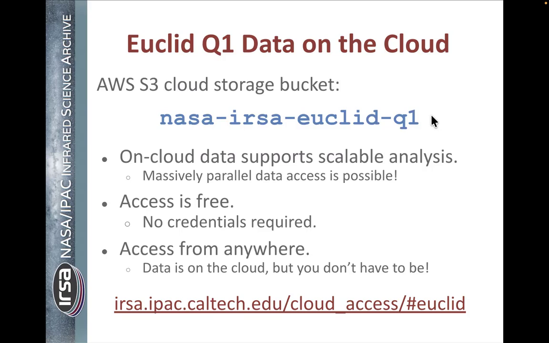AWS S3 technology supports very scalable analysis. You can access one tiny thing if you want, and you can scale way up to accessing hundreds or even more files concurrently. This really supports massively parallel access. Access is totally free. You don't need AWS credentials, and you can access from anywhere. You can access from your local computer, an AWS or Google Cloud server, your department's HPC cluster, etc. You don't have to run your analysis on the cloud just because the data is there.